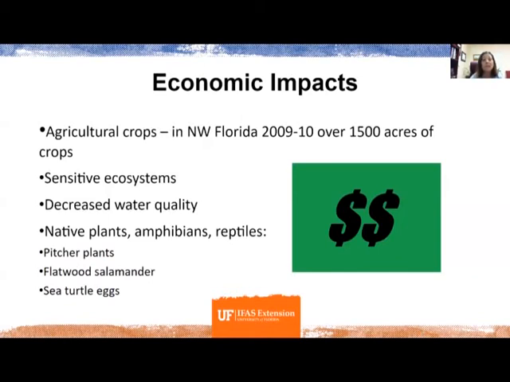We've got our native plants, amphibians, and reptiles that are horribly impacted by these wild hogs. We've got the pitcher plants that we already talked about. We have a flatwoods salamander that has a very, very specific breeding habitat that gets destroyed continually by wild hogs. And then even in South Florida, we have sea turtle nests that are being raided and the eggs eaten by these wild hogs.